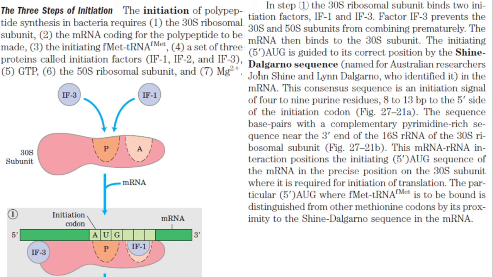There is something called the Shine-Dalgarno sequence. What is it? This sequence is there in the mRNA. The initiation codon AUG is guided to its correct position by this sequence, a sequence on the mRNA. I think now it is clear to you.